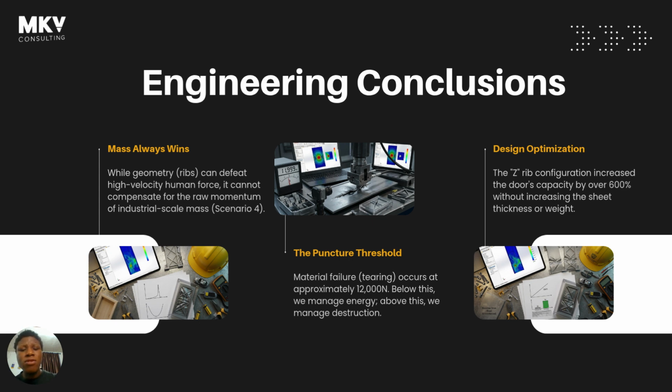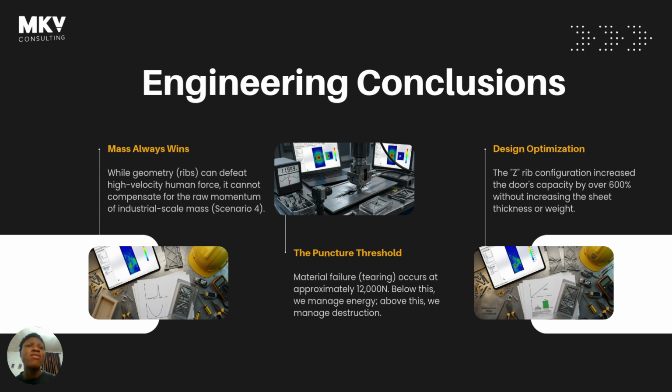And then our second conclusion is the puncture threshold, right? Material failure occurs at approximately 10 Newton. Below this, we can manage energy. Above this, we can manage destruction. So basically what this means is this, right? When we talk about the battering ram, people do it. Police officers do it. They slam the door with 12,000 newtons and it goes, right?